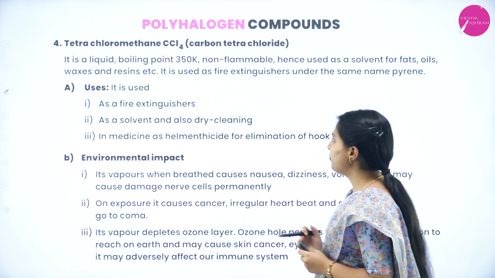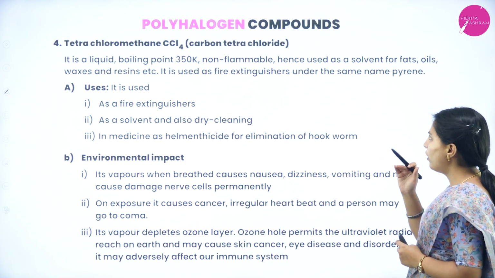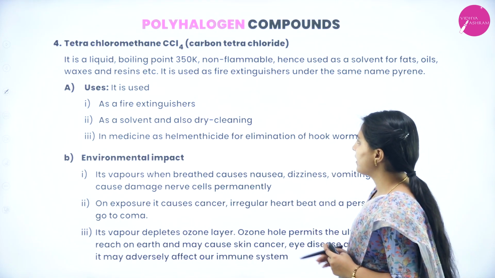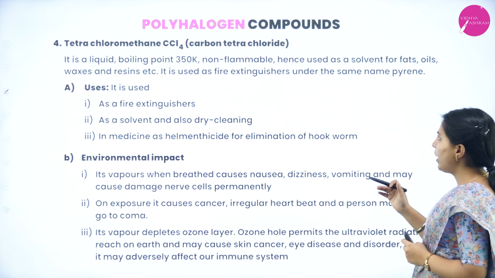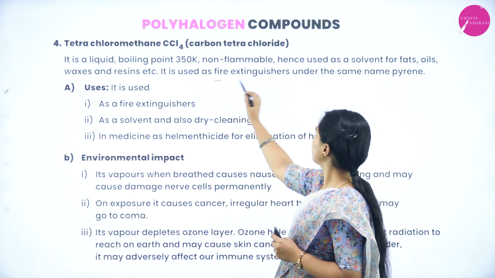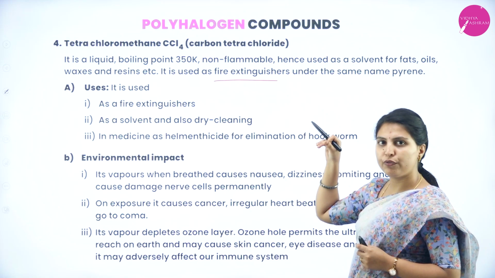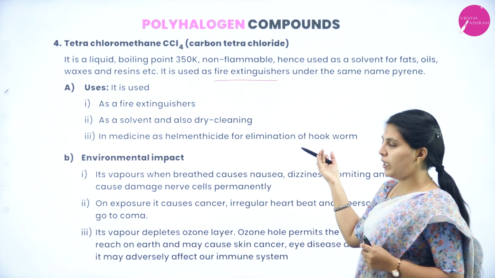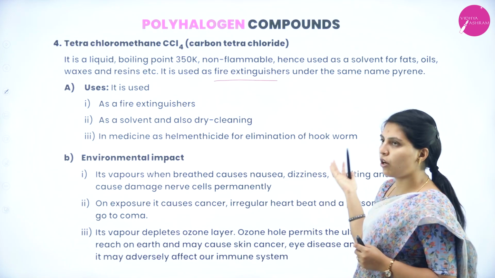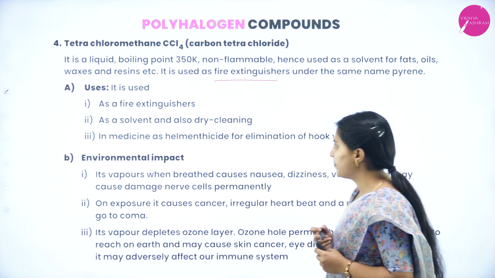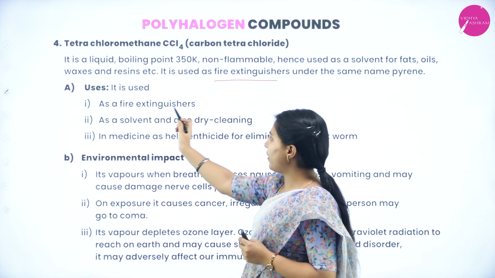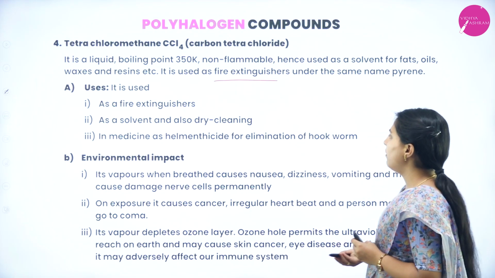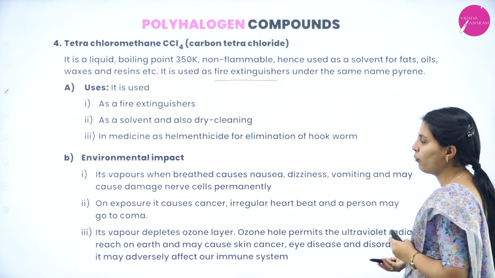It is a liquid with a boiling point of 350 Kelvin, and it is non-flammable, hence used as a solvent for fats, oils, waxes and resins, etc. It is used as a fire extinguisher under the name pyrene. Uses: as a fire extinguisher, as a solvent and also in dry cleaning. In medicine, as a helminthicide for elimination of hookworm.